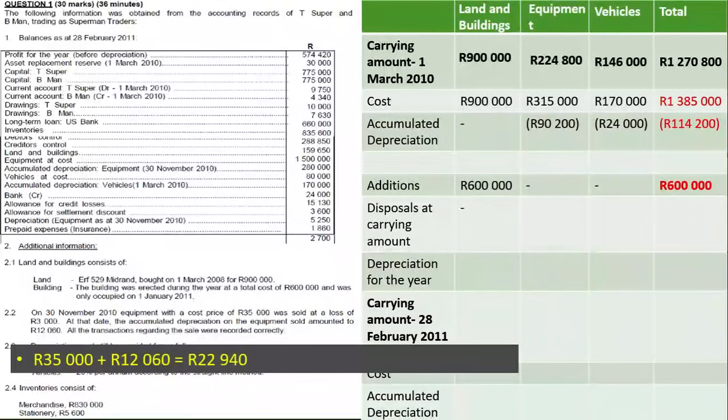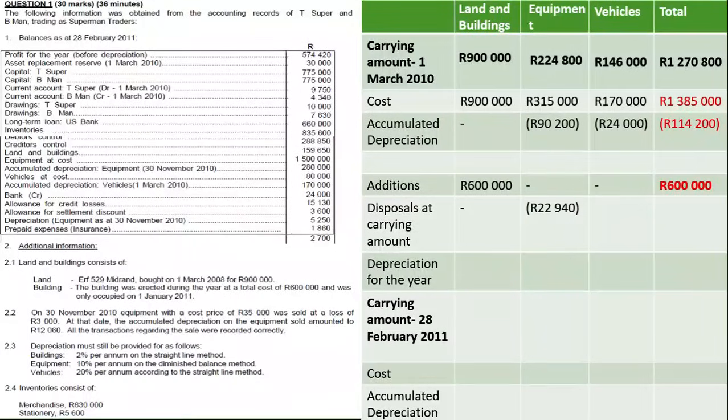minus 12,060 rand. So I put a plus there, it's a typo, it's a mistake. So you'll put a minus 12,060 rand, and then you get 22,940 rand, and that is the value of the equipment at the time at which it was disposed. So that's the carrying value of equipment at disposal. So we take that figure and put in 22,940. Remember, it's a disposal. Equipment is leaving our premises, so that's why we put it in brackets as a negative.